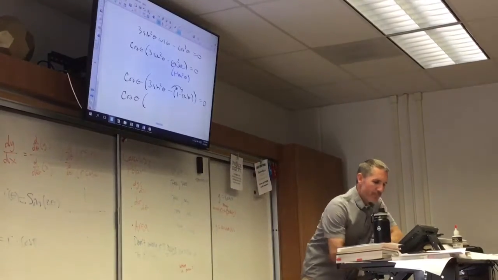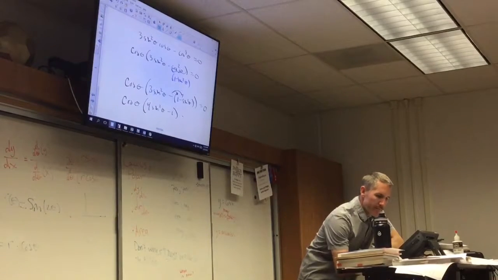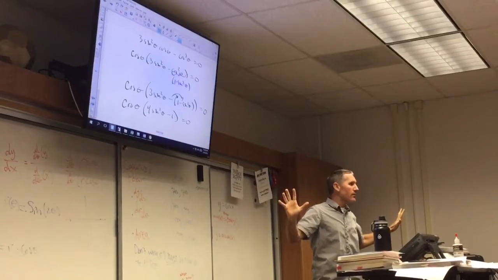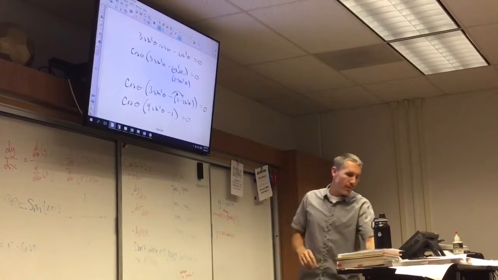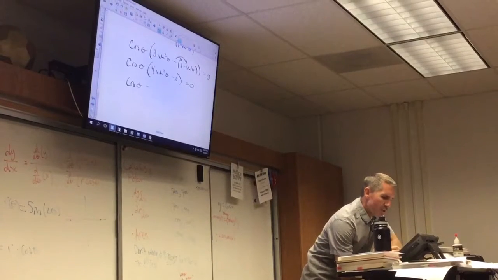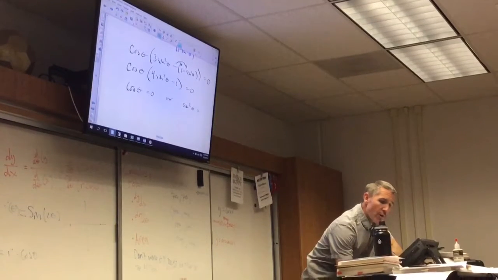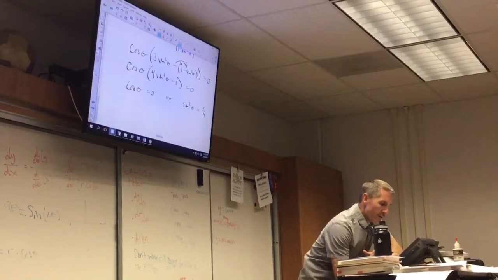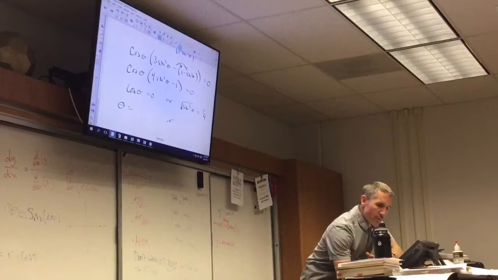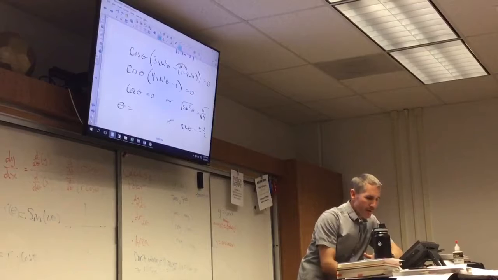You distribute through, we have 4 sine squared theta minus 1 inside. I know this has been long. We're almost there. So we have cosine theta equals 0 or sine squared theta equals 1/4. So over here, when you take the square root, you get sine theta equals plus or minus 1/2.